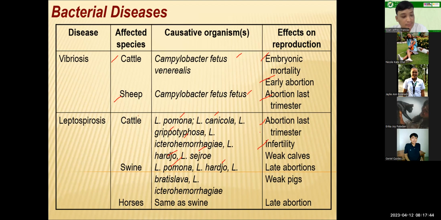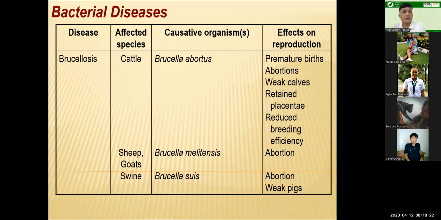But for the infertility, maybe there is a problem, like we have low numbers of spermatozoa, or incapability of the sperm to fertilize the ovum, that one. And this could be enhanced by giving supplements, okay? And we have also the weak cows and late abortions as well. So for the horses, they have the same as with the swine. We have the Pomona, Hardjo, Bratislava, and Icterohaemorrhagiae. We have the brucellosis. Okay.